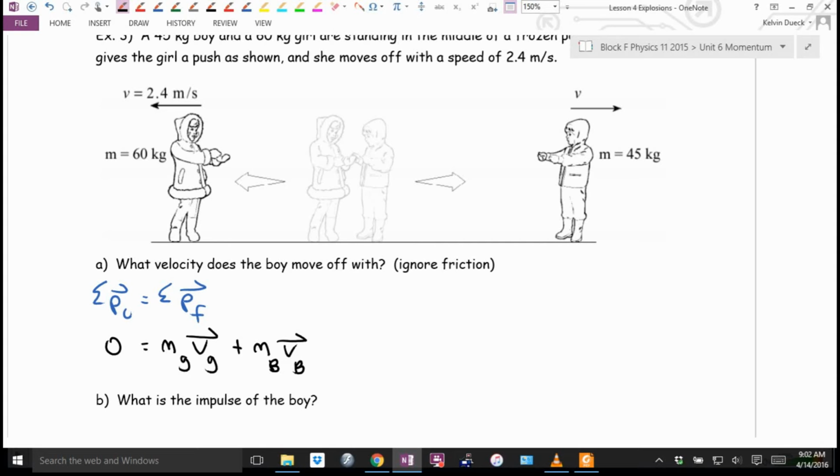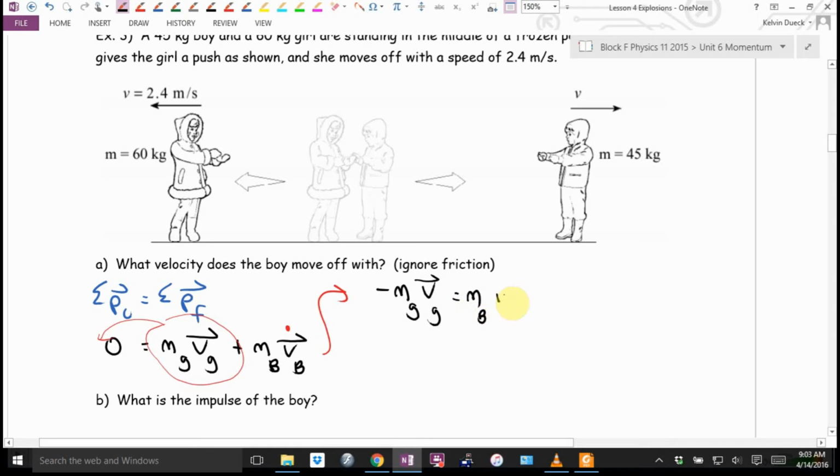Is that okay, Cohen? What does this question want me to find? Read part A out loud. Yep. This one, right? How would I get that by itself? I think the first thing I'm going to do is move this over. And it'll just become negative because it's a 0 on the other side. In other words, the first thing I'm going to do, I'm going to have negative mass girl v girl equals mass boy v boy. You okay with that, my friend?